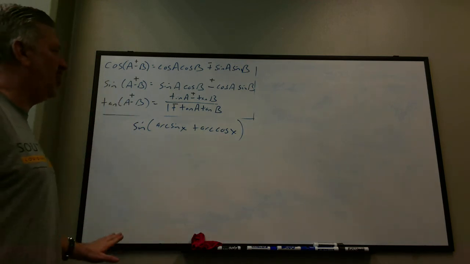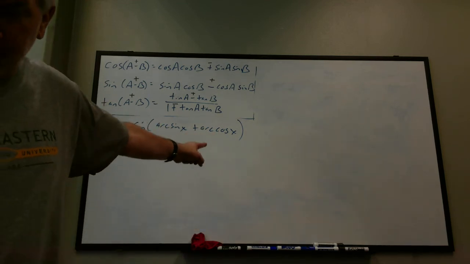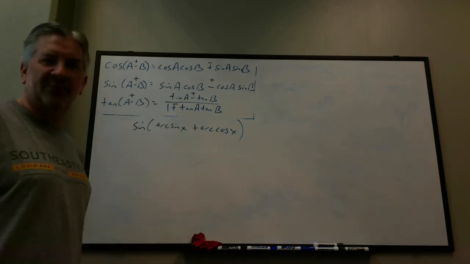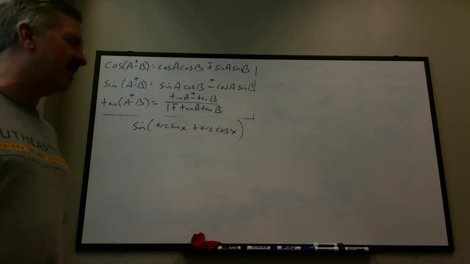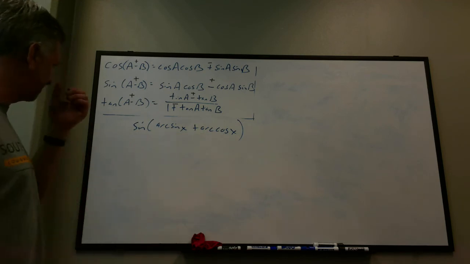Okay, let's think about what we have here. The instructions say, write this expression as an algebraic expression. What they mean is get rid of the trig functions and the inverse trig functions. So just have x's. No sine x or cosine x. That's what they mean by algebraic expression. Get rid of the trig functions.